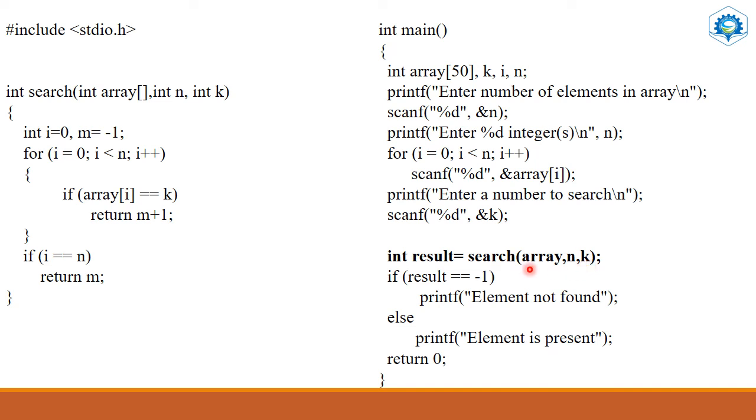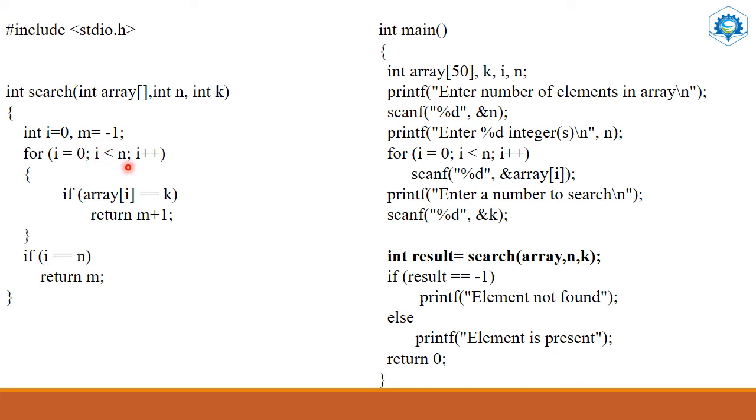Now let us see what this function is. So this is the function search of int array, int n, int k. We know that whenever an array is passed as an argument, the address of this array is passed, and this is the size of the array, and this is the element to be searched. So inside the function we are declaring the needed variables. M is equal to -1. This is the variable which denotes whether the element is present in the array or not.